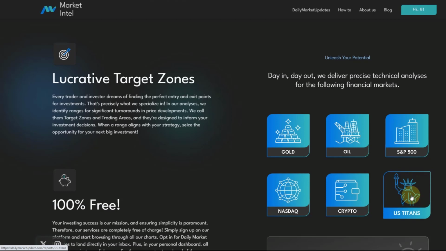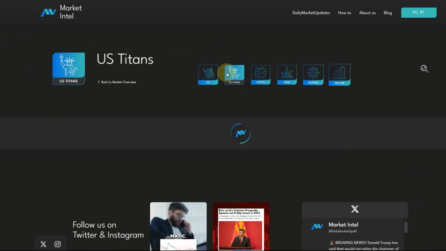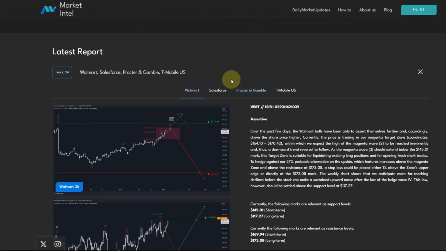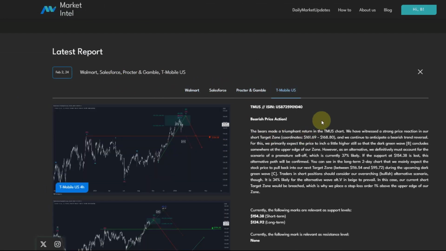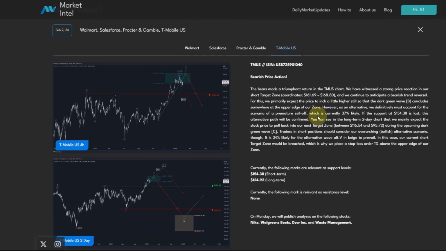Today, we want to take a look at a stock. So we click on it. And here you can see that we have updated the T-Mobile stock recently. This is one that I want to take a look at because we have seen a reaction to our target area, to our short trade area already that we communicated before here on the website. But we want to talk about the primary scenario and the alternative to see, okay, is the downtrend already starting or could we stretch a little higher?